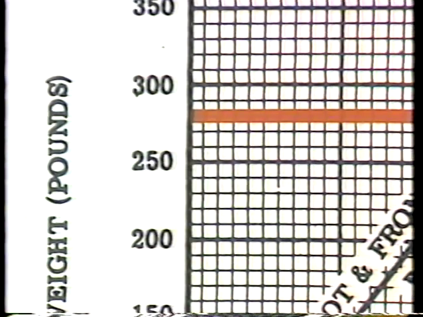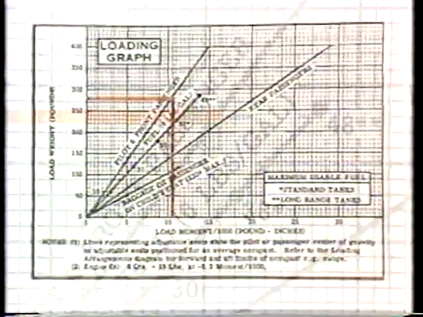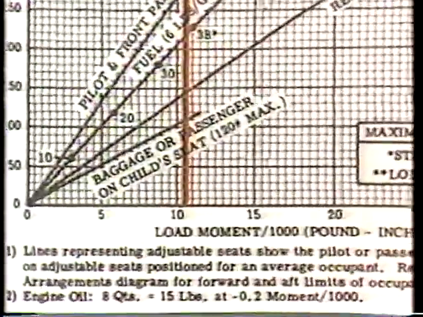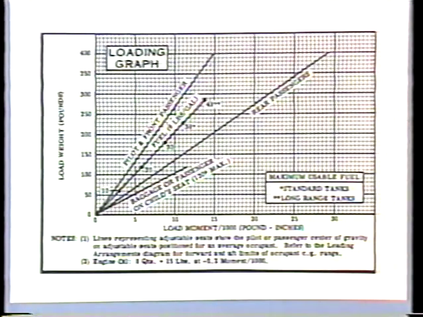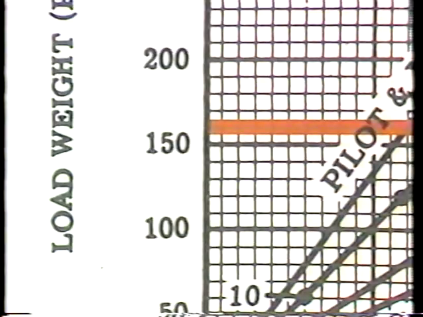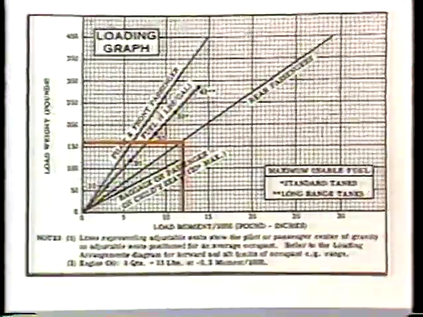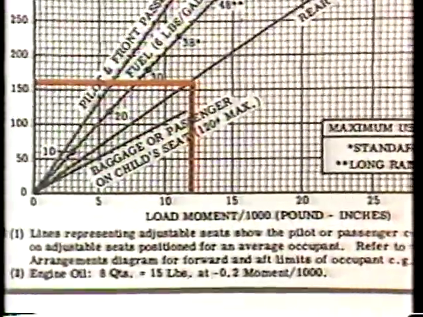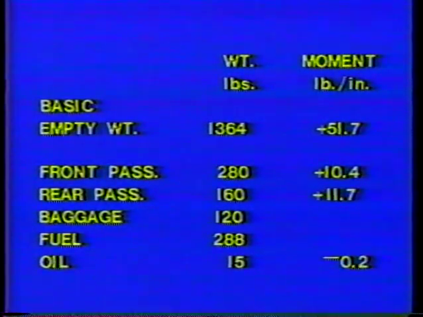For the pilot and front seat passenger, enter the graph at 280 pounds on the vertical axis. Then move horizontally to the pilot and front passenger line. Proceed vertically to the moment index of 10.4. Now enter this number on your worksheet. To find the rear passenger's moment, go back to the loading graph and enter at 160 pounds. Move horizontally across the chart to the rear passenger line. Then, vertically down again to the moment index of 11.7. Transfer this number to your worksheet.